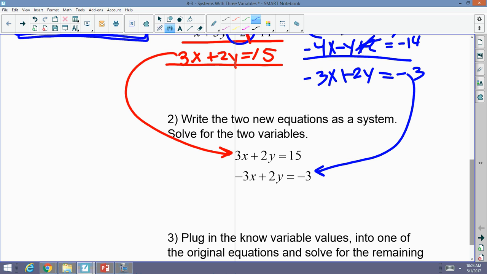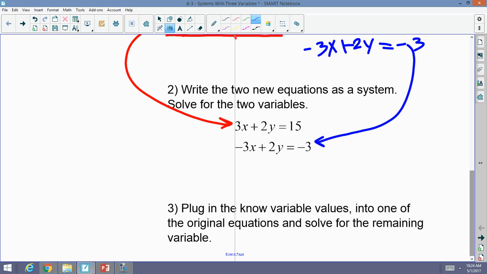Promise? Okay, now's the easy part. So write two new equations as a system, solve for the two variables. Now we're just solving like regular. We know how to solve this. It's in the setup for which? Substitution or elimination? Yeah, man. So I'll do this in green now. Bye-bye. 4y equals 12.